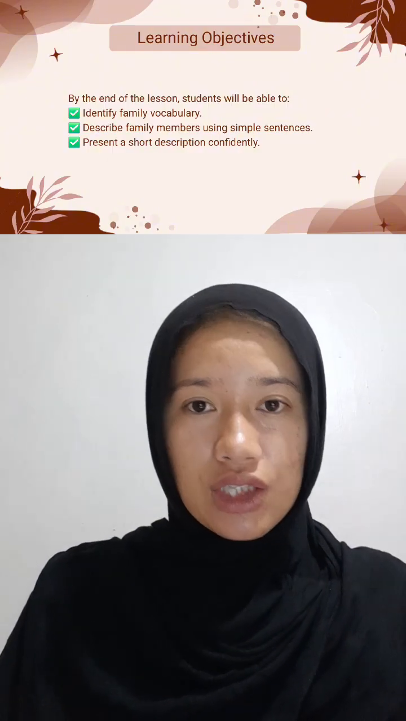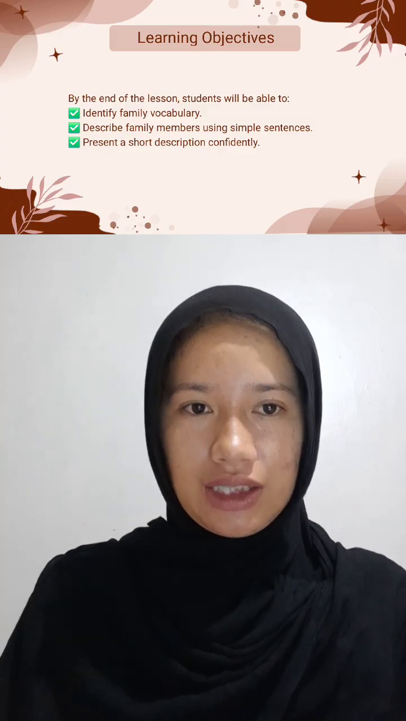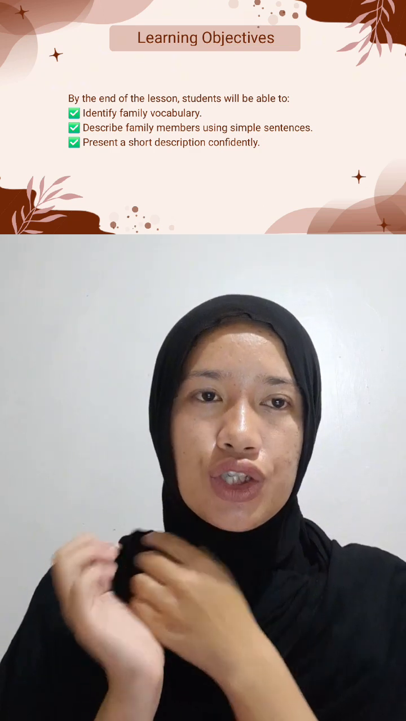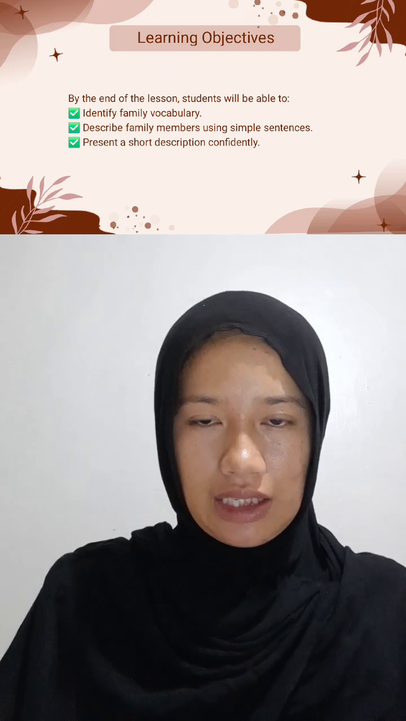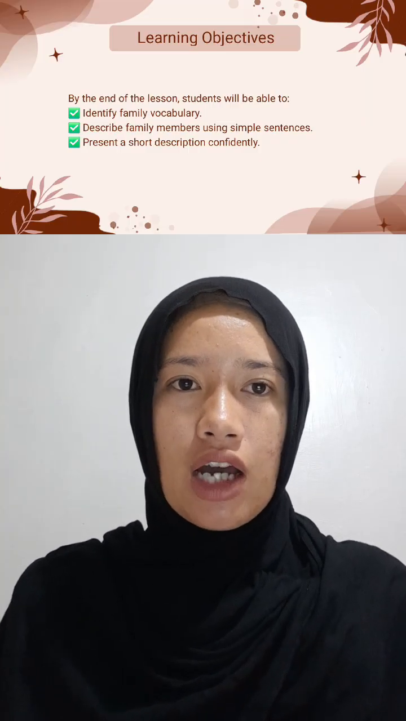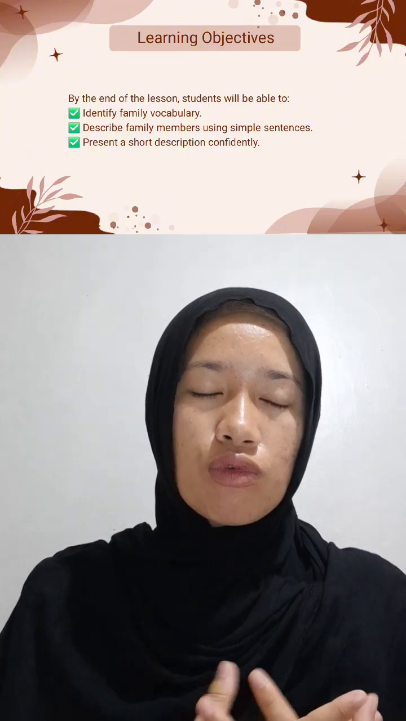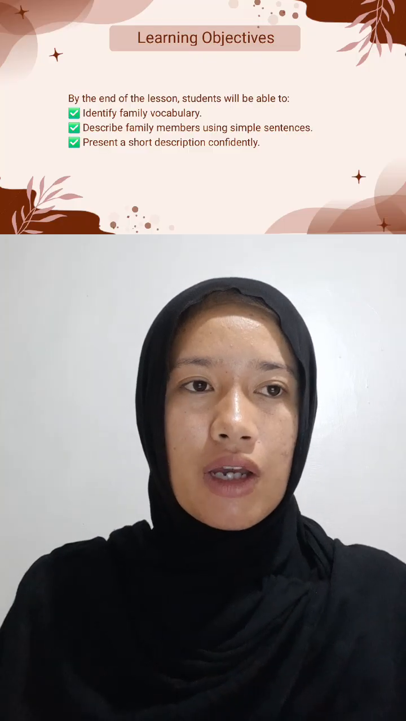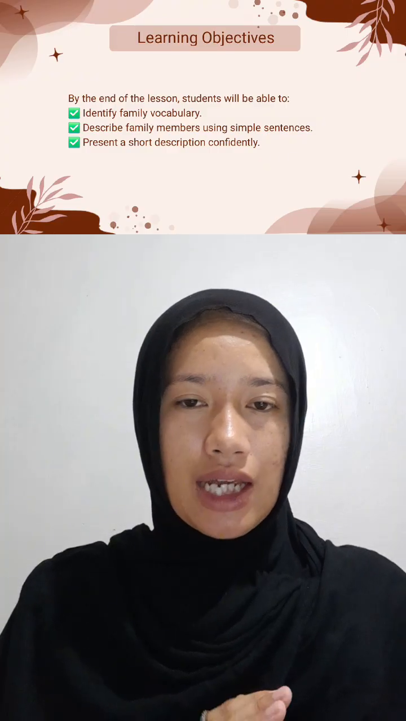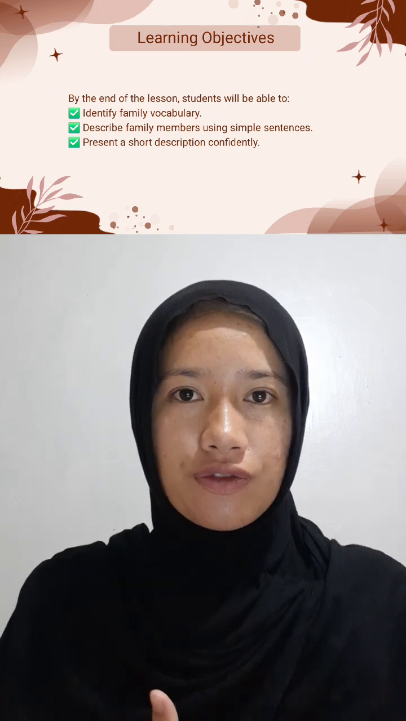Through these activities, students learn how to combine vocabulary with grammar communicatively and effectively. The third is to present the description confidently. Students are expected to speak in front of the class and describe their family confidently. Example: this is my family. I have one brother and one sister. My father is a teacher and my mother is a nurse. They are very kind. This objective helps students develop communication skills and self-confidence.